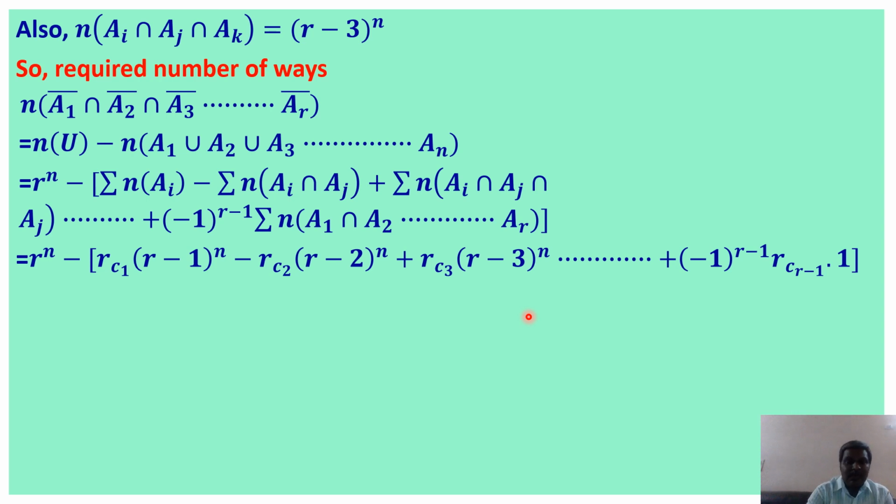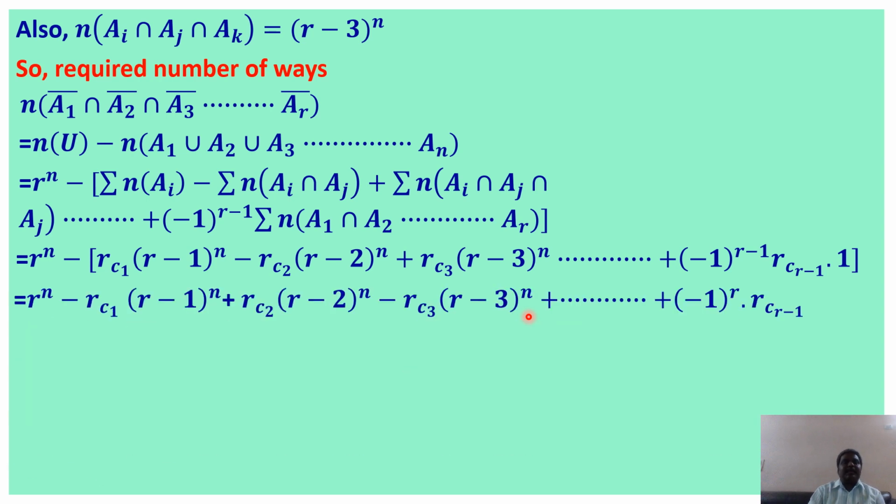Okay, so on simplifying this one: r^n minus rC1 into (r minus 1)^n plus rC2 into (r minus 2)^n and so on up to plus or minus 1 to the power of r into rC(r minus 1). This is the second application of inclusion and exclusion. There are n different objects and r different boxes or persons, whatever it may be. So we are distributing n different things to r different persons or r different boxes in this manner.